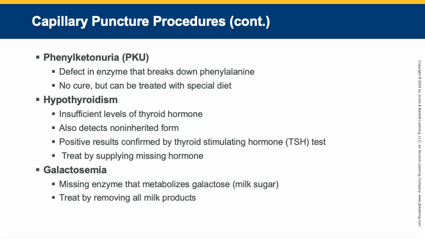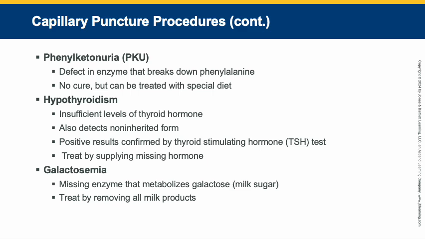PKU, or phenylketonuria. This is required by law in all 50 states. PKU is a genetic disorder characterized by a defect in the enzyme that breaks down the amino acid phenylalanine. There is no cure, but it can be treated with a special diet.